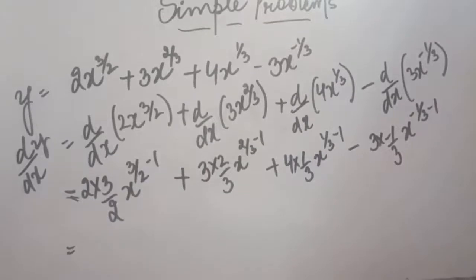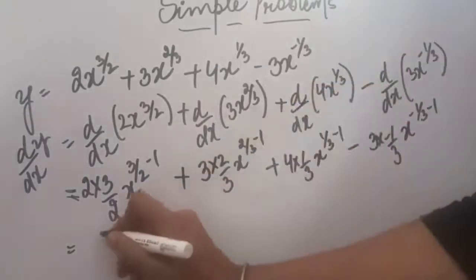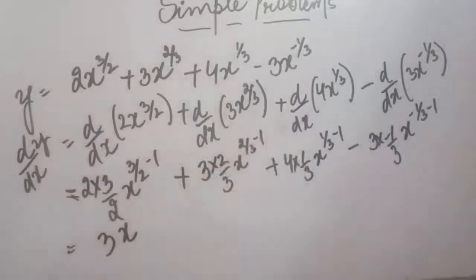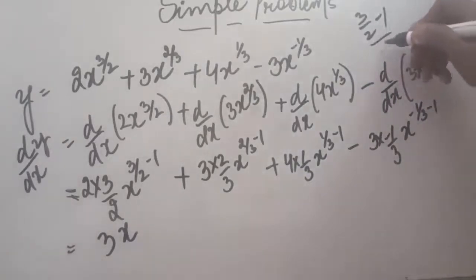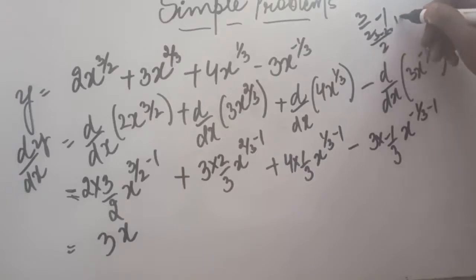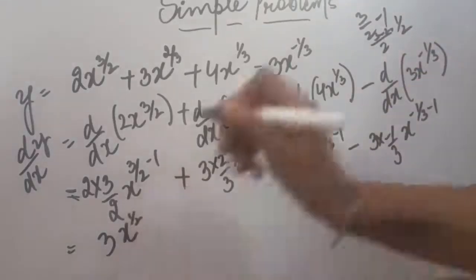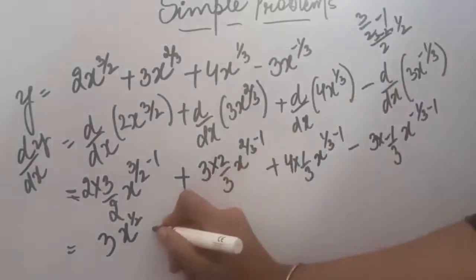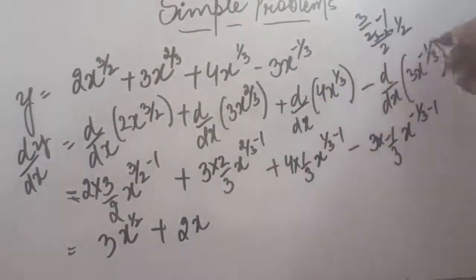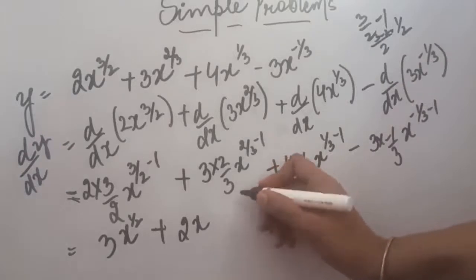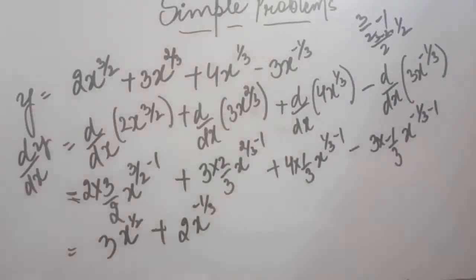For solving the first portion, 2 into 3 by 2 will be 3, this 2 will be cancelled, and x power 3 by 2 minus 1. So we can take the LCM. Taking the LCM, 3 minus 2 is equal to 1 by 2. So it will be 3x power 1 by 2, plus. Again here 3 will be cancelled, so 2x power 2 by 3 minus 1. Solving 2 by 3 minus 1 with the same LCM way, we will get minus 1 by 3. So the second portion's answer is 2x power minus 1 by 3.